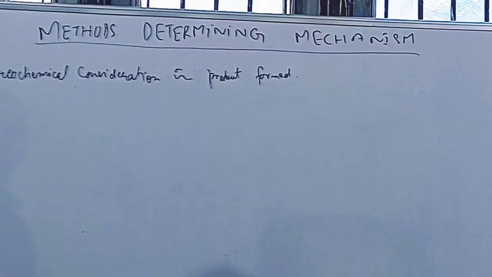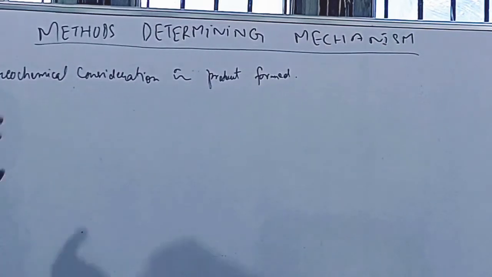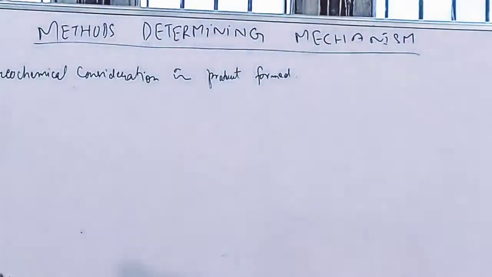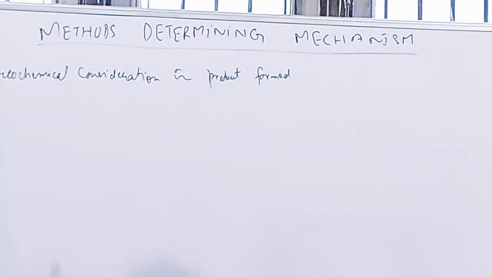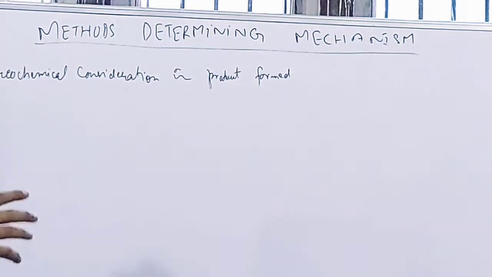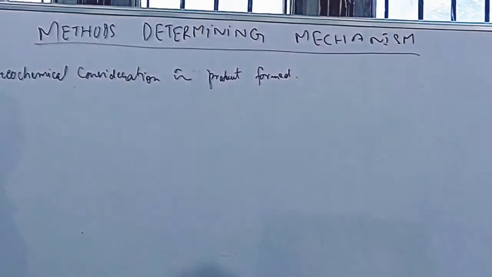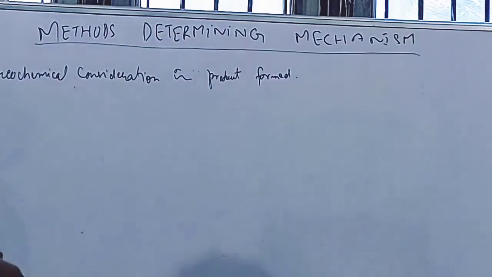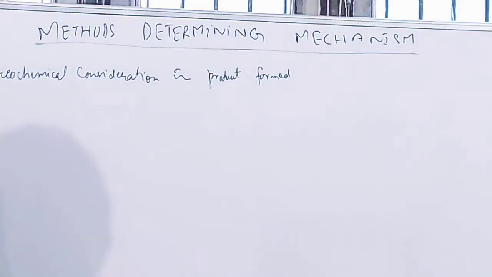The third method for determining mechanism is stereochemical consideration in product form. In most chemical reactions, those that involve stereochemistry are kinetically controlled. So, by knowing the stereochemistry of the product form, we can determine the mechanism involved in that particular reaction.